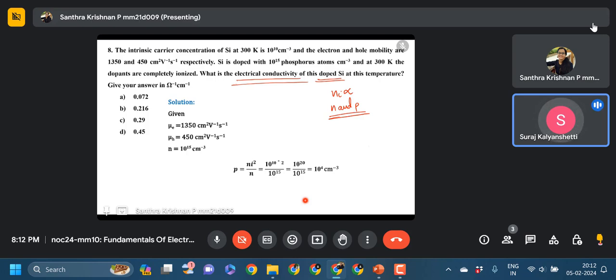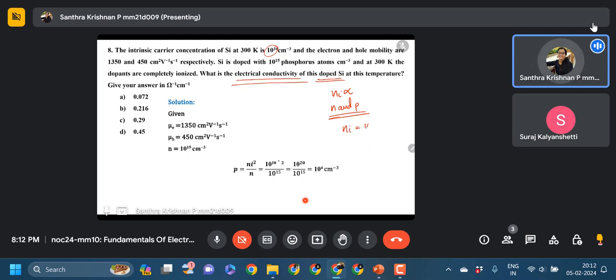So first I have to calculate my Ni square. Ni is given, from that you can find out Ni square. Ni is basically 10 power 10, right? When they mean intrinsic carrier concentration, it means both holes and electrons together. In intrinsic semiconductors, we know that both numbers are equal, right? So Ni square is given to you, divided by N, that is the P value. The doping value.